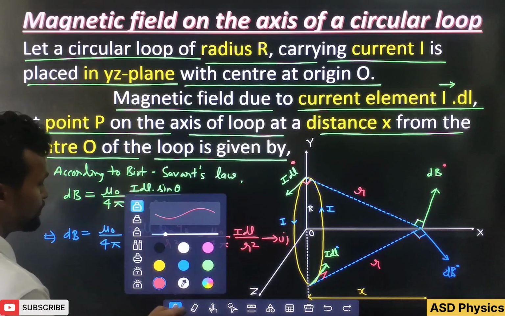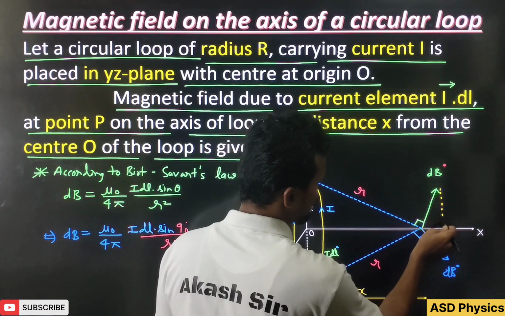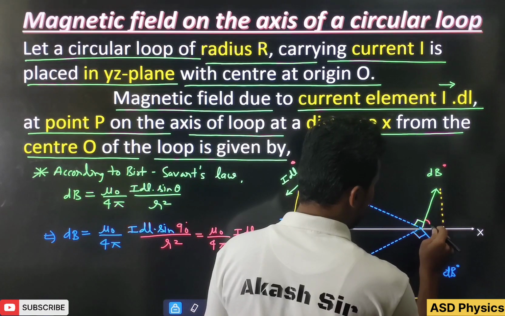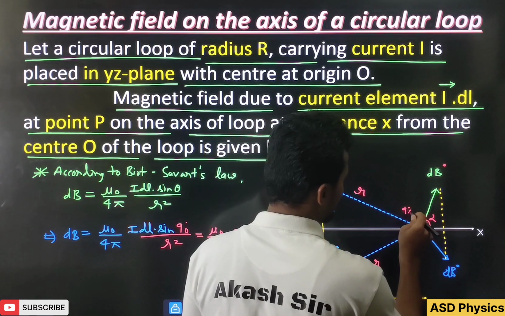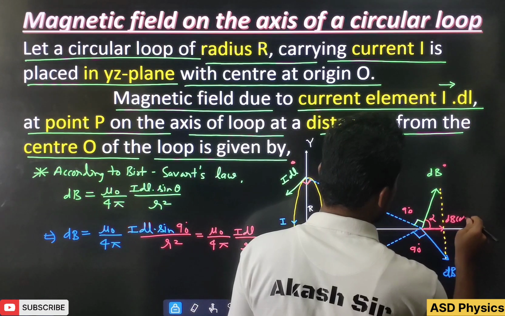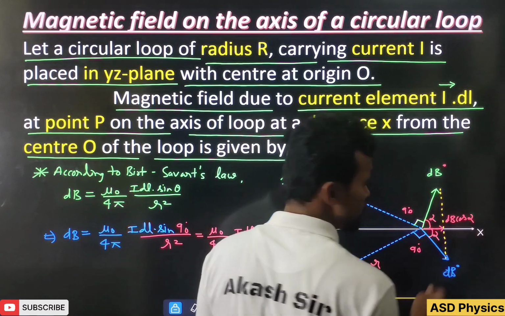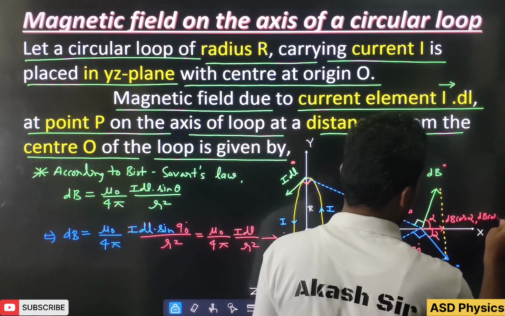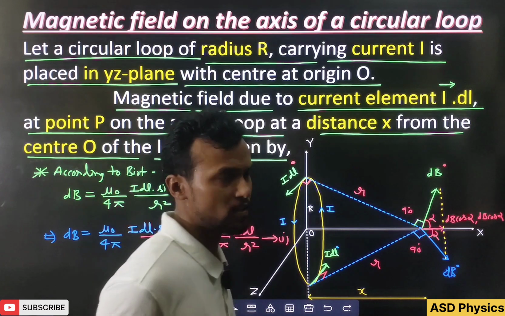Now after that, what we have to do? We have to resolve the components. So let's take, for example, this angle is alpha. Anyhow, this is 90 only, this is also 90 only, and this angle is alpha. So what will happen here? This side component will be dB cos alpha. And due to this dB also, if this angle is also alpha, the component will be dB cos alpha. So 2 dB cos alpha components are there.